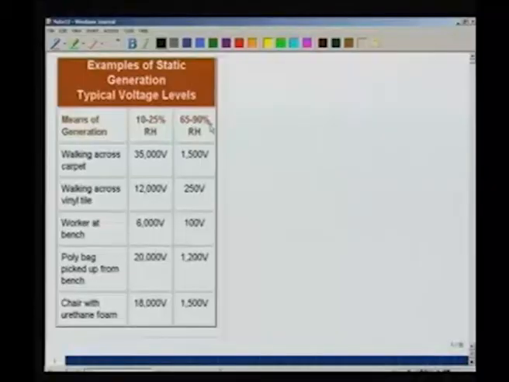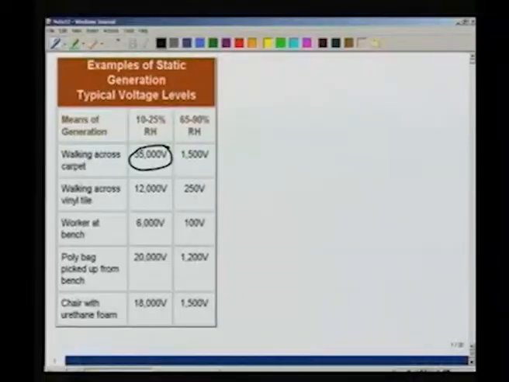This table tells us that if you walk across a carpet and if there is very little humidity, relative humidity, the humidity in the atmosphere as far as we are concerned, you can pick up an enormous voltage, a voltage as large as 10 to 35,000 volts, which is not a small voltage at all. If you look at AC voltage source, it is 230 volts. That is what we have. You can pick up an enormous voltage.